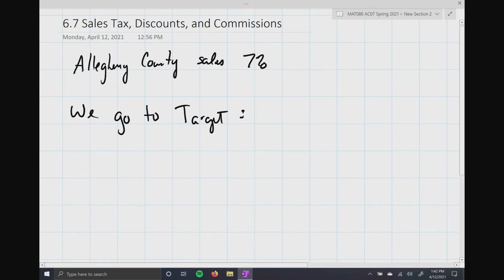So, what are we buying at Target? Oh, I know. PlayStation 5 controller. They have a really good controller, although it's kind of expensive. $69.99.